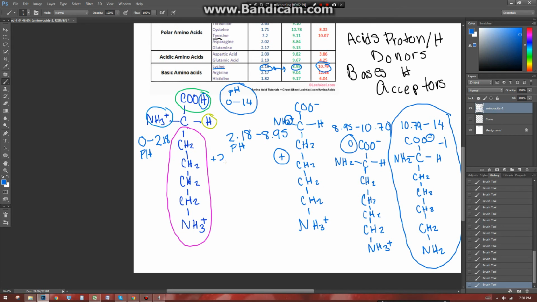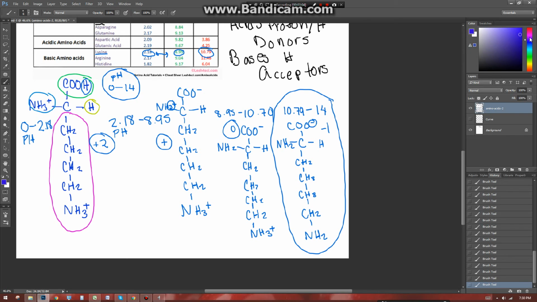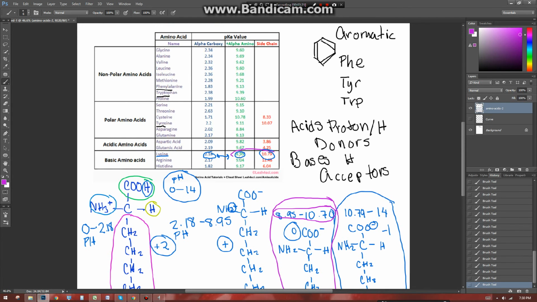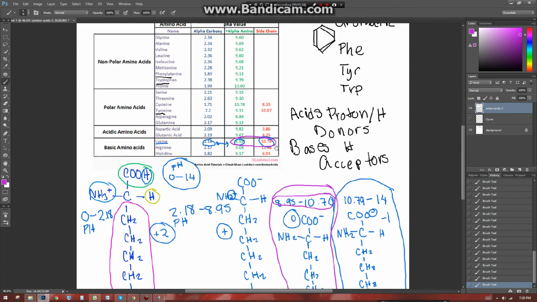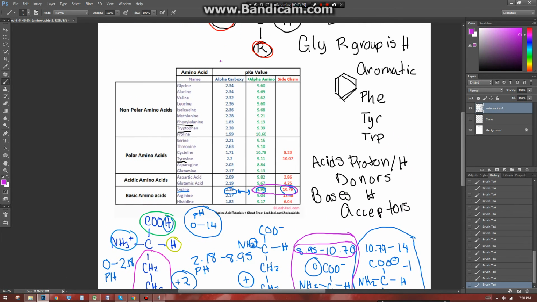And then this one has 2 positives and no negatives, so that's +2. So when you're looking for the isoelectric point, you want to look at when the molecule looks most like this one, because that's when it has no charge. So the pH range would be between 8.95 and 10.79, and that's these two. That is when you can find pI. So this would be pK1, this would be pK2, and then this one would be pK3.